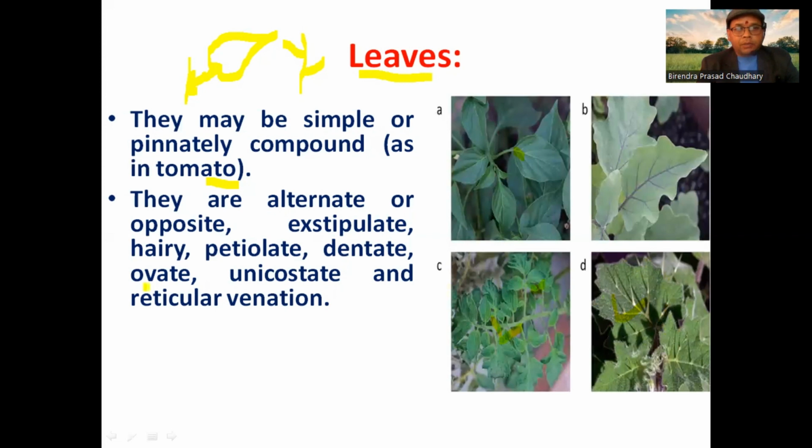Ovate, they have the form of ovate. Ovate means this is the form of leaf where the middle portion is thinner than the base portion. Unicostate and reticulate vein. They have the reticulate vein, like this you can see.